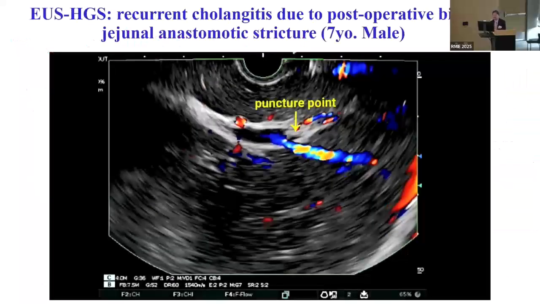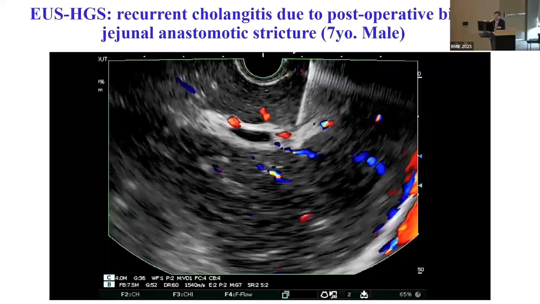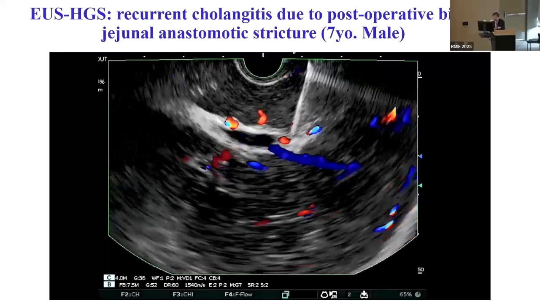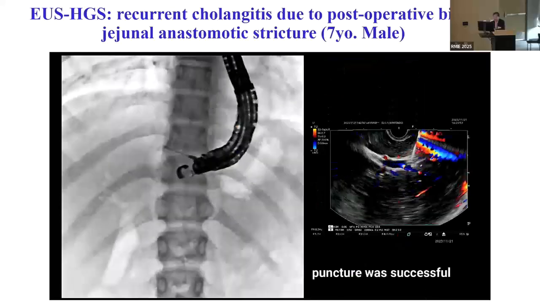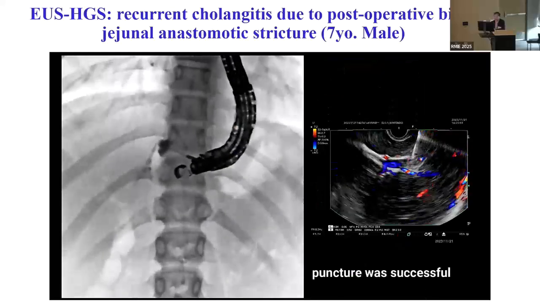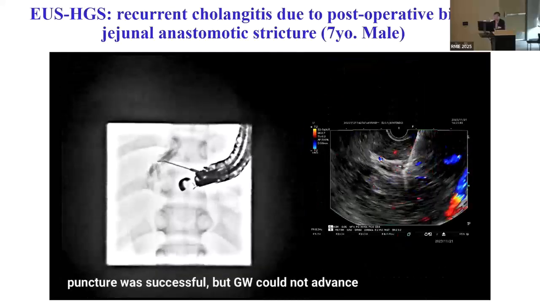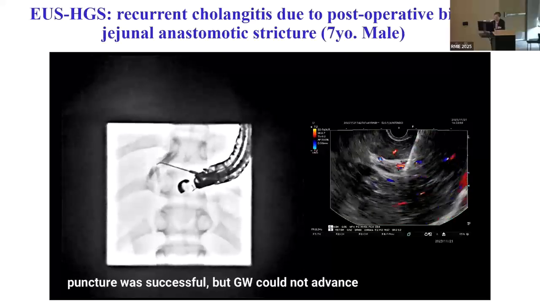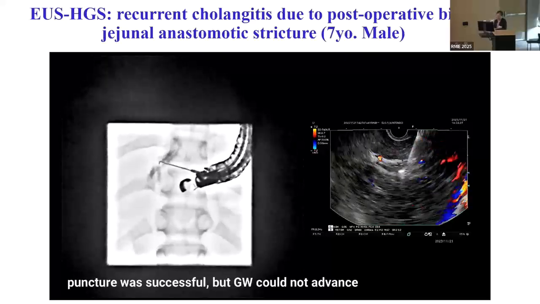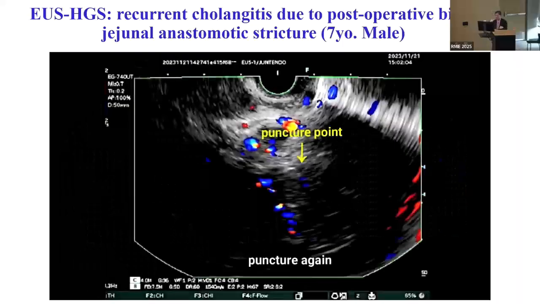Sometimes it's very difficult to puncture a non-dilated bile duct. Can you see the bile duct? It is very small, but we succeeded to puncture with a 19 gauge needle. But this time, it was very difficult to insert a wire. So then, take over to me.